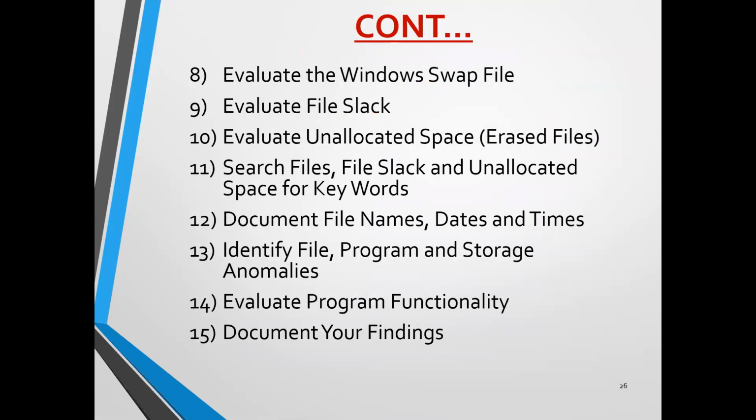Number 8, evaluate the Windows swap file, in terms of testing for integrity. Evaluate the file slacks. You know where we said we have allocated spaces and unallocated spaces. File slacks are for allocated spaces, files that you can actually read and say, yes, this one is labeled to do this. Look for the one that you need. Evaluate even the unallocated spaces. Wherever there were deleted files, hidden files, please get all of them, retrieve them. Search both the slack and unallocated files.